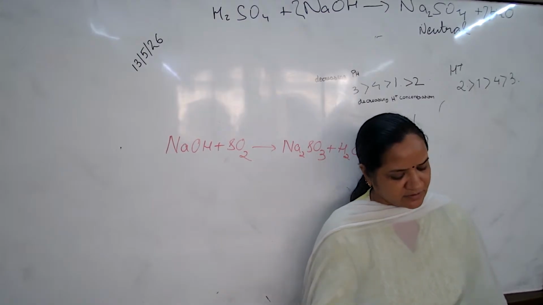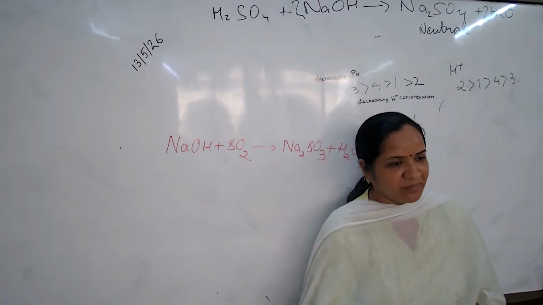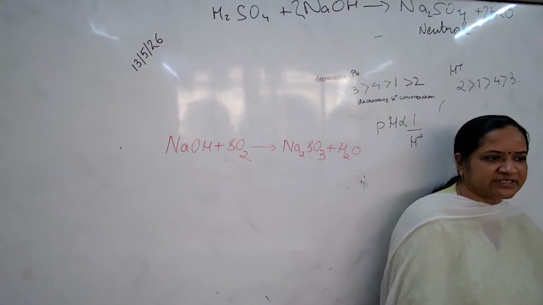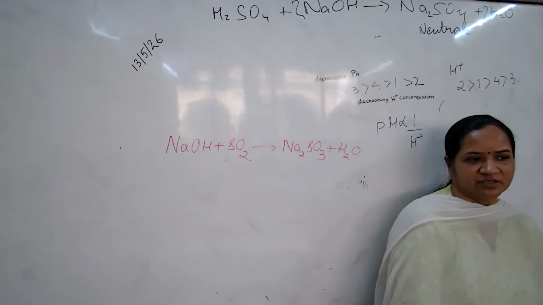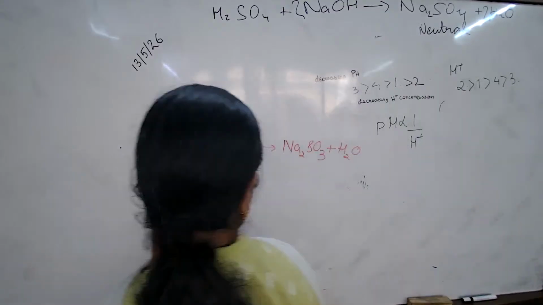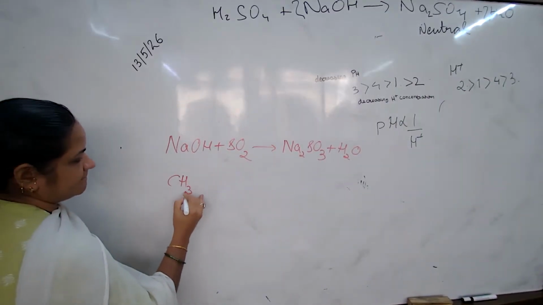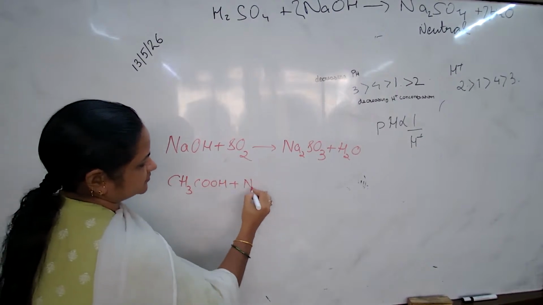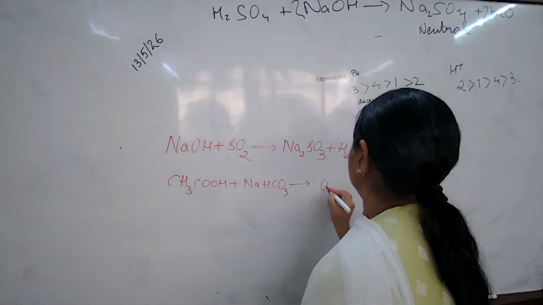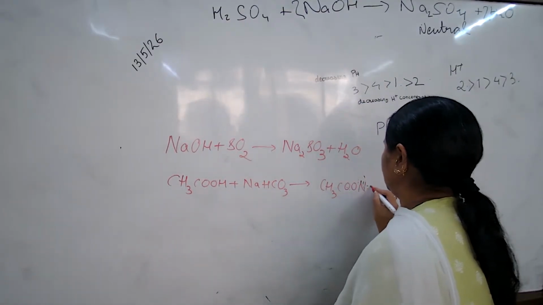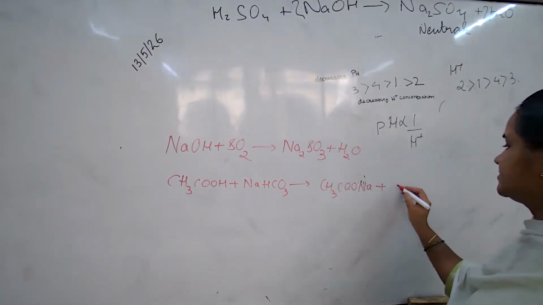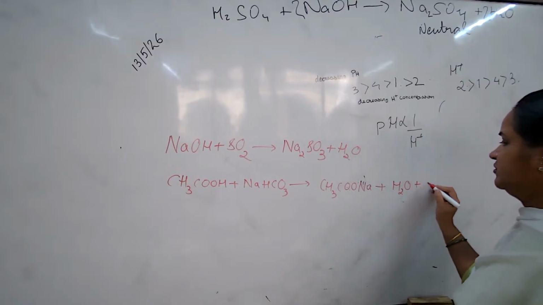Acetic acid plus sodium bicarbonate. That is basically a reaction between acid and base. Acetic acid is the acid, sodium bicarbonate is a base. So we will get the salt, sodium acetate. CH3COONa plus water plus CO2.